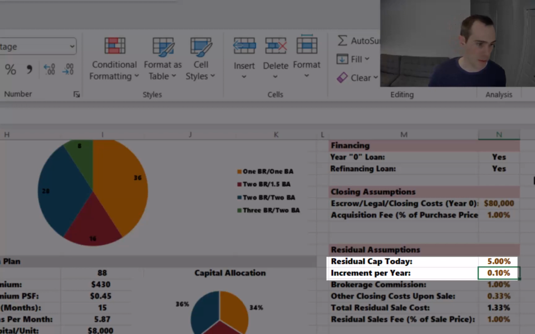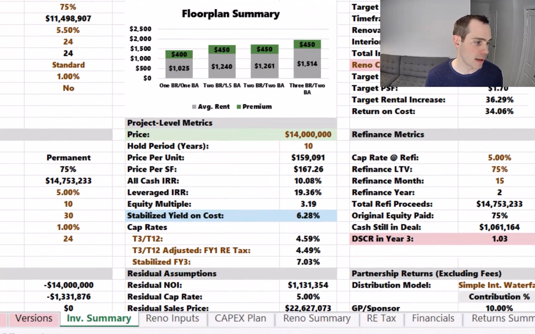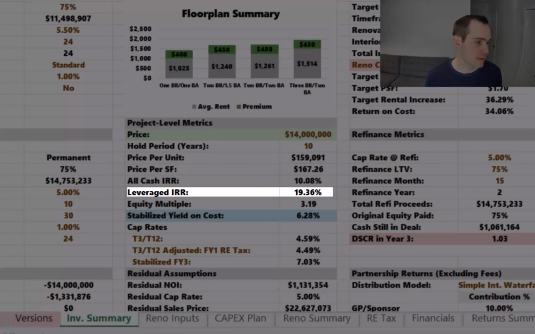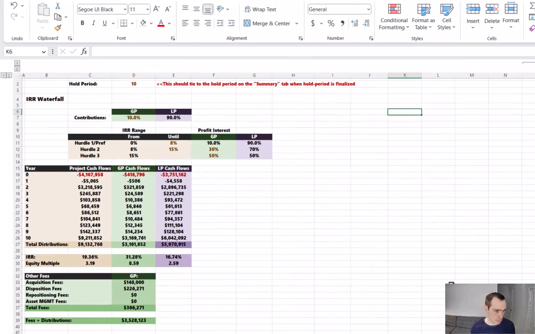If we instead come in here and turn that to 0, so now we're selling at a 5 cap in year 10, leverage IRR jumped up from 13% all the way to 19.36%. That's a massive difference for changing just 2 small assumptions in the pro forma. If we were sponsoring this deal with investment partners, if we had an IRR waterfall with different IRR thresholds stipulated.